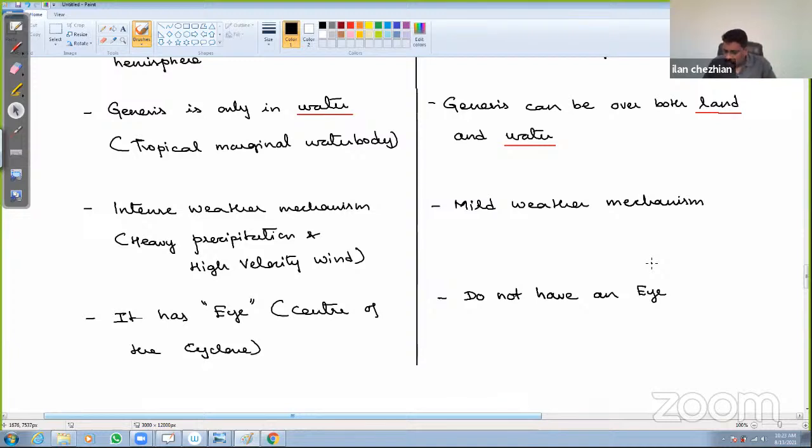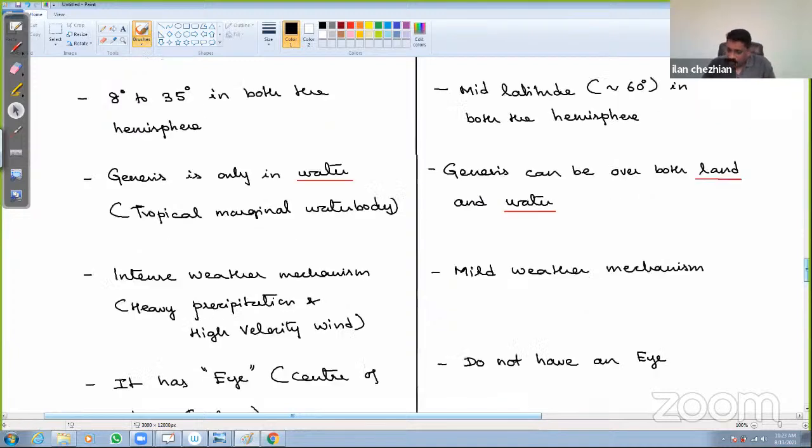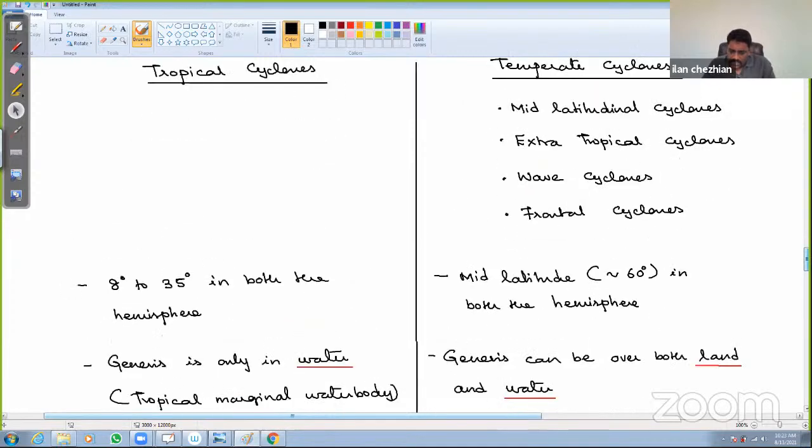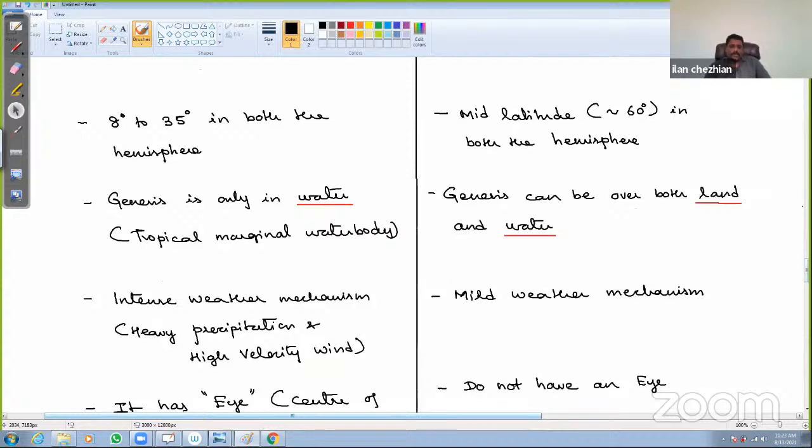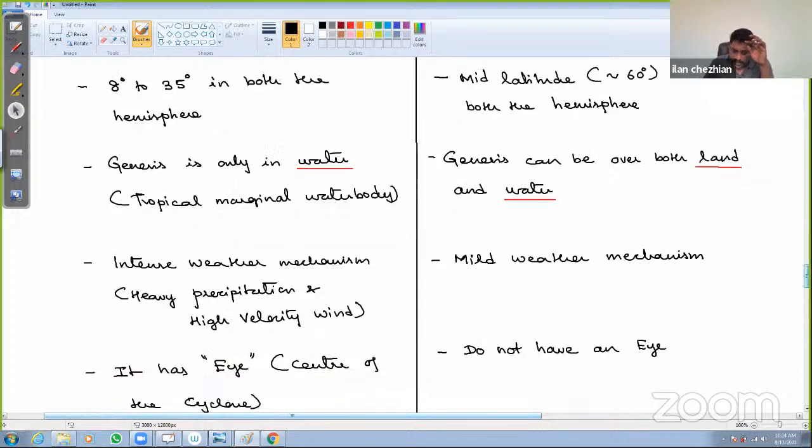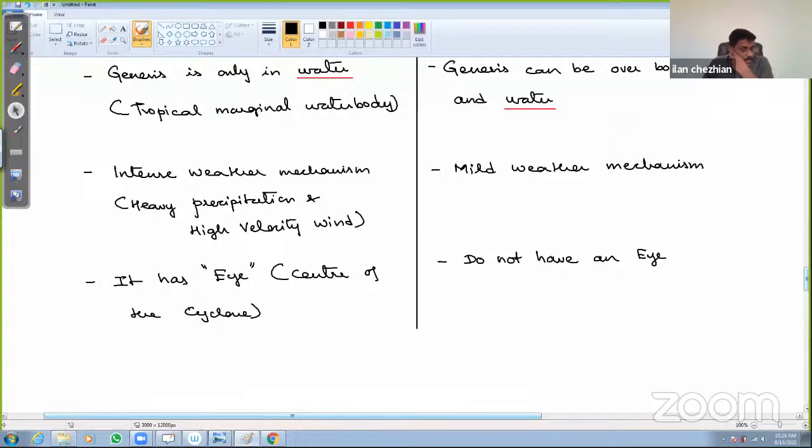All the differences I have brought in are very, very important. I'm telling you, there is a chance that this difference itself can be asked as a question. See, 8 degree to 35 degree in both the hemispheres, but for mid latitude, somewhere around 60 degree in both the hemispheres. Tropical cyclones form only in water; temperate cyclones can form both in land and water. Tropical cyclone is known for intense weather mechanism; temperate cyclones are known for mild weather mechanism. And tropical cyclones have an eye; temperate cyclones do not have an eye.